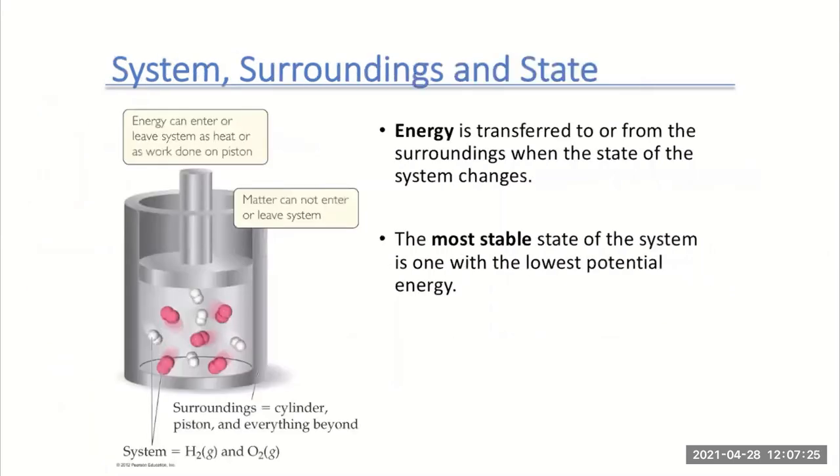And so now that we know all about this, our energy is transferred to and from the surroundings and the system. And that transfer happens when the state of the system changes. So whatever the most stable state of your system is, the one with the lowest potential energy. So your most stable state has the lowest potential energy.